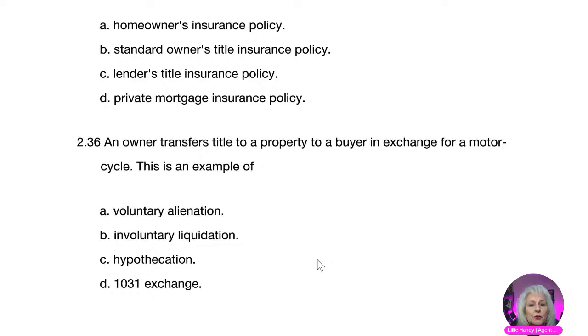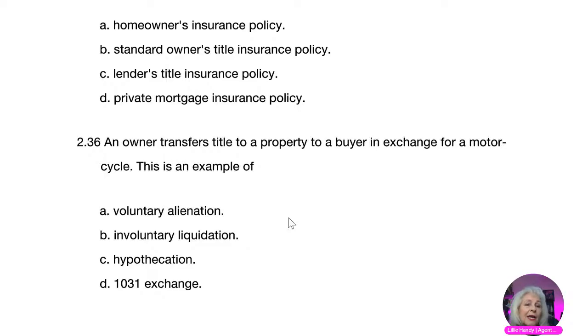All right. An owner transfers title to a property to a buyer in exchange for a motorcycle. This is an example of what? A, voluntary alienation. B, involuntary liquidation. C, hypothecation. Or D, a 1031 exchange. All of those answers are vocabulary. So study your vocabulary. You will be able to answer a lot of these questions. So the answer here is A, voluntary alienation.